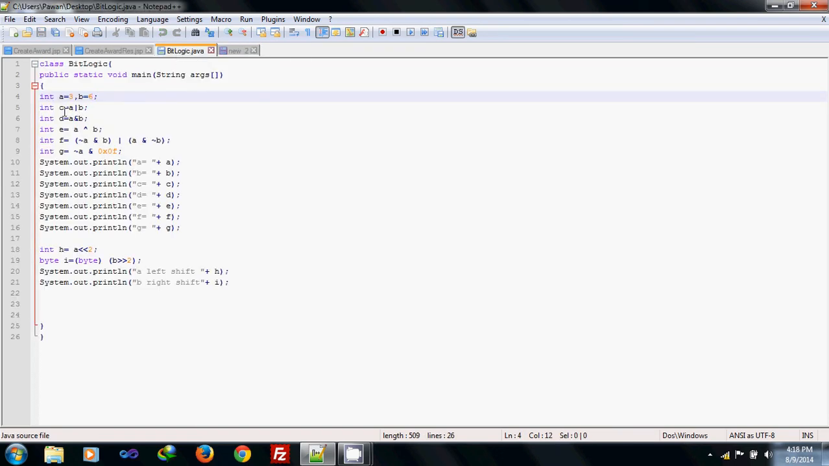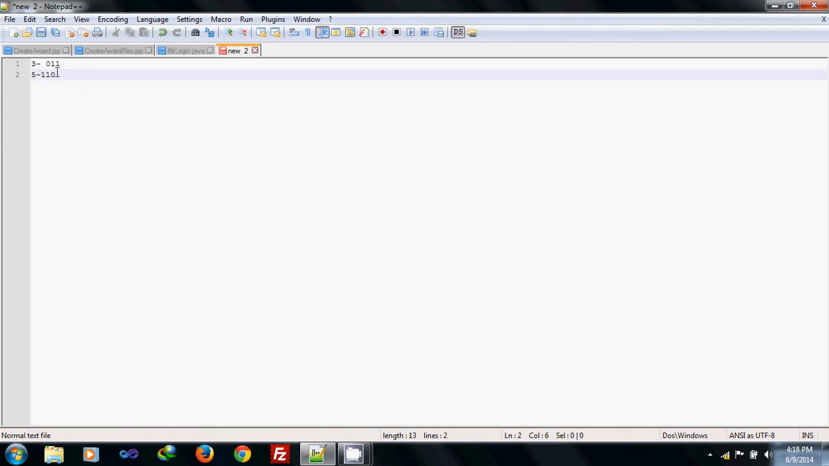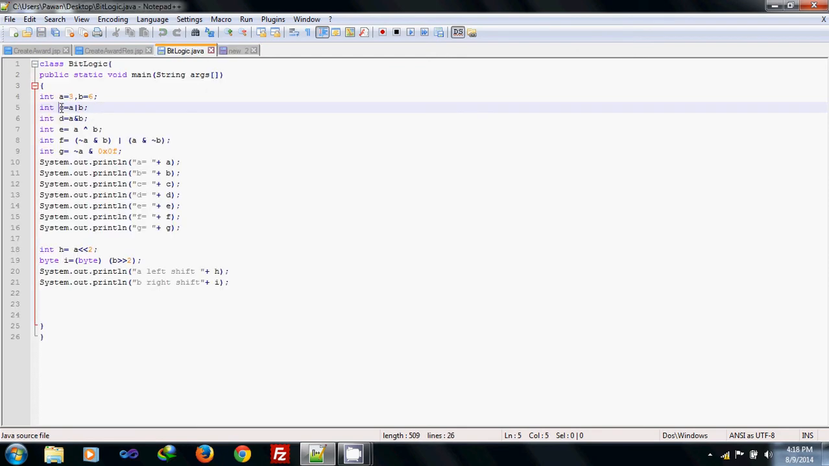So c would be a | b. This symbol means the OR operator. When you do A or B, see, 101 at the last position we would be getting 1, and at the other positions 1 and 1 will be 1. So again 1 1 and 1 0 1 for the OR operator gives 111. So we must get an output of 7. So c must be 7.